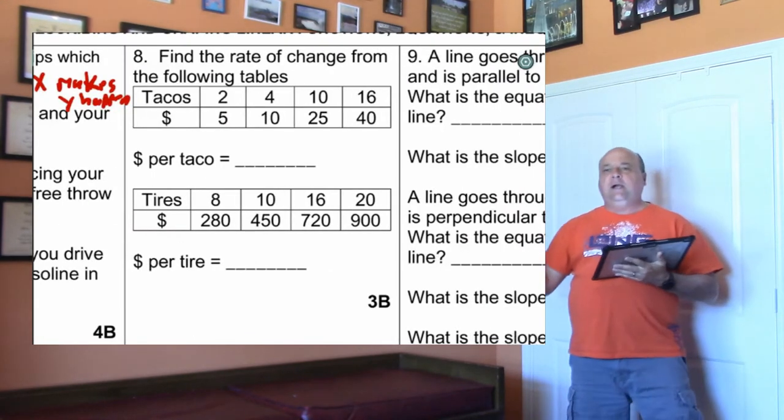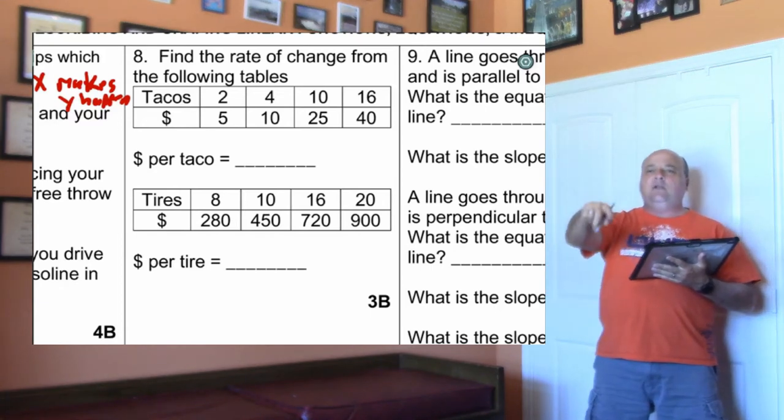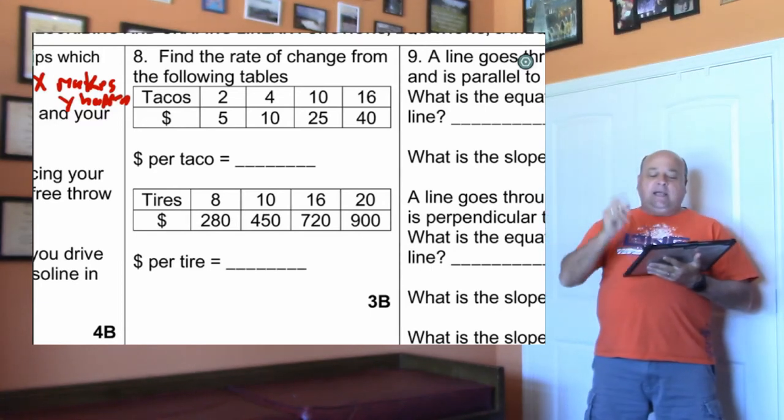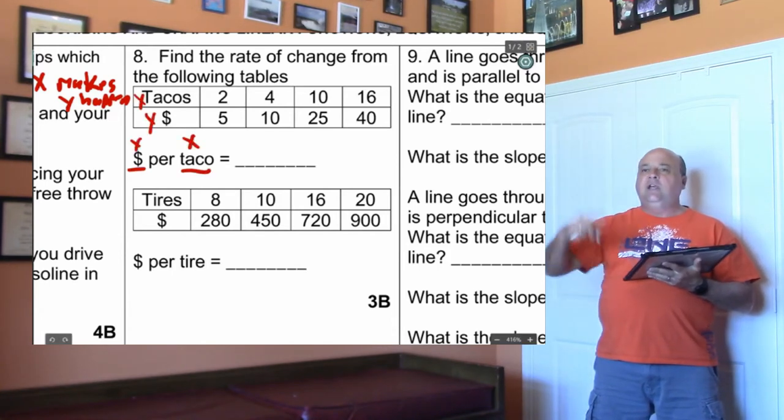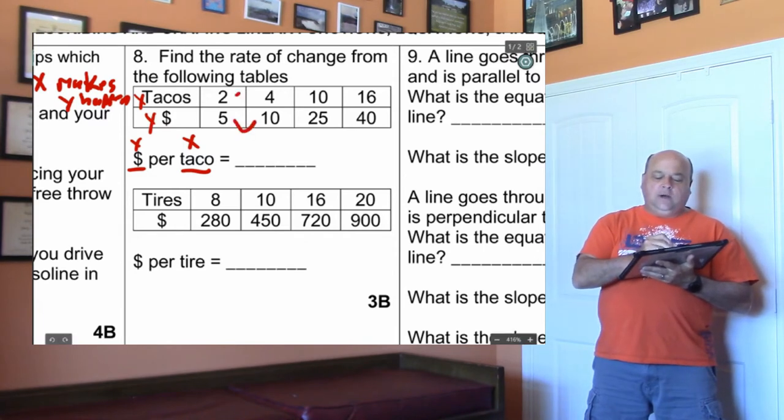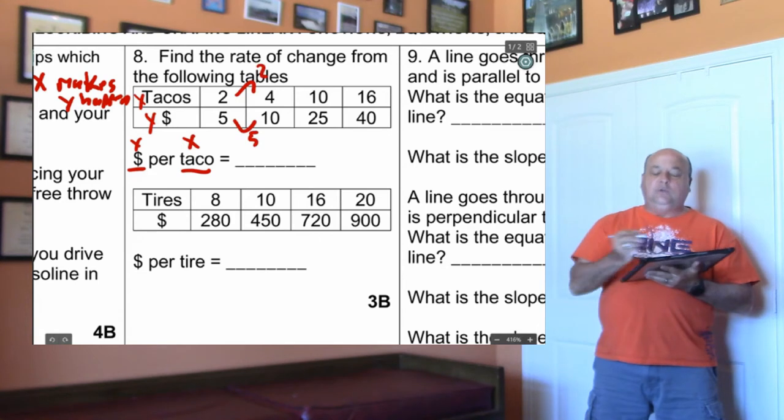Okay, we want to find the rate of change. I'm going to do this one manually and one with a calculator. Okay, so to get the rate of change, the Y per X. So my Y is dollars, my X is tacos. Just take the first two. You want to get the difference of these. So 10 minus 5 is 5. 4 minus 2 is 2.